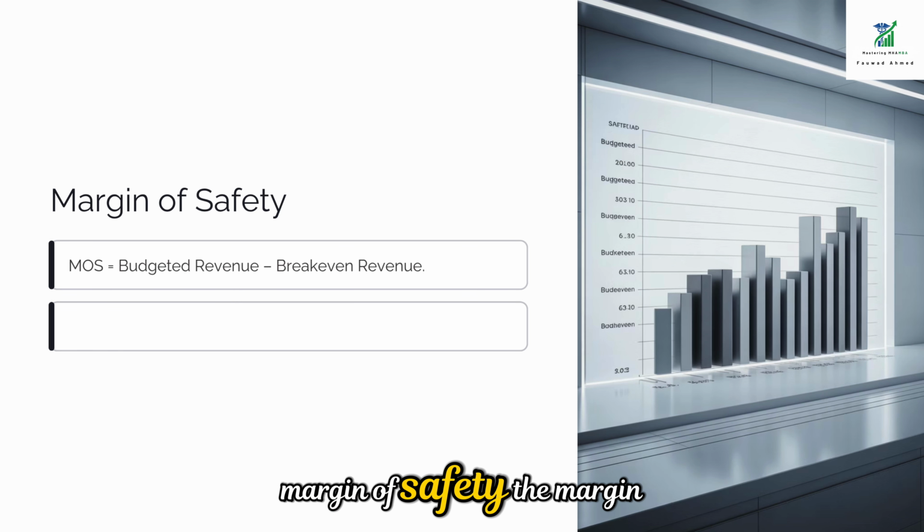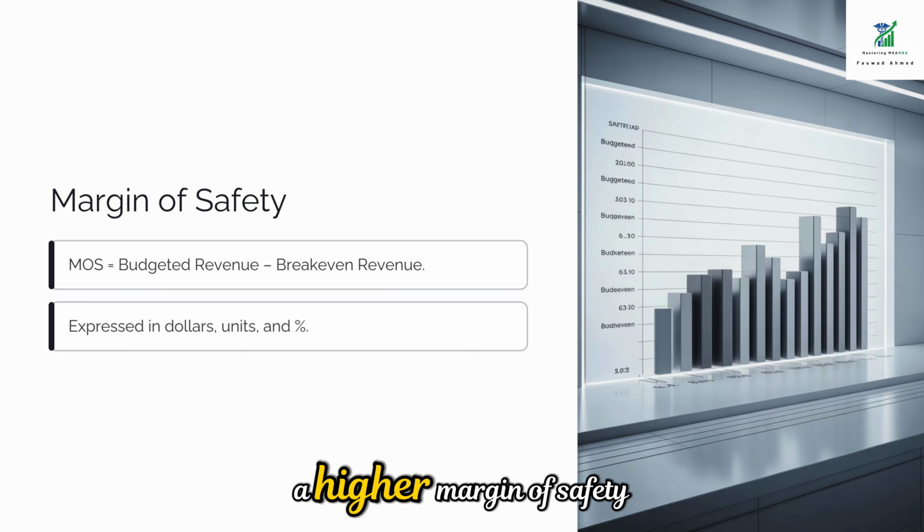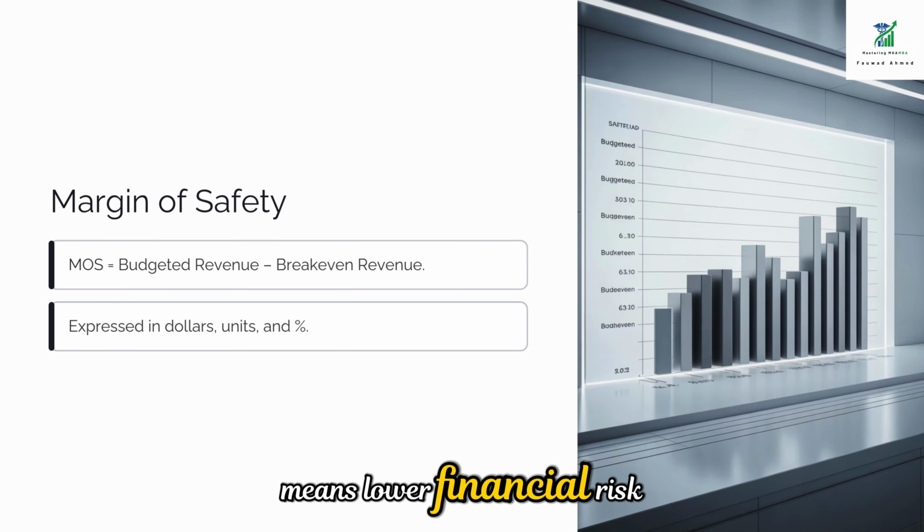Margin of safety. The margin of safety measures how far current sales exceed break-even sales. It can be expressed in dollars, units, or percentage. A higher margin of safety means lower financial risk.